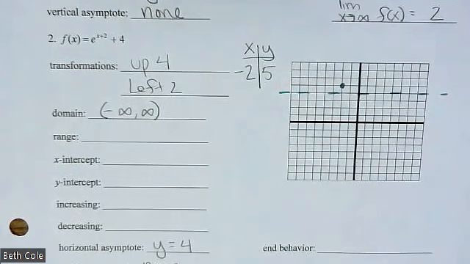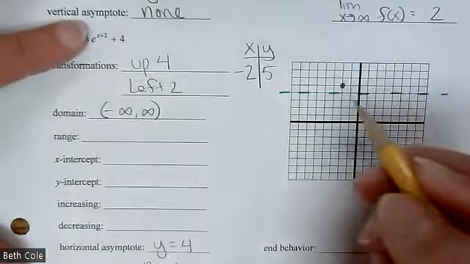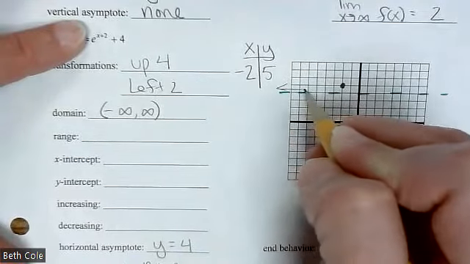But you remember what I told you? The graph either does what or does what? Either goes up or down. So was there a reflection in here? No. So it's going to do increasing.